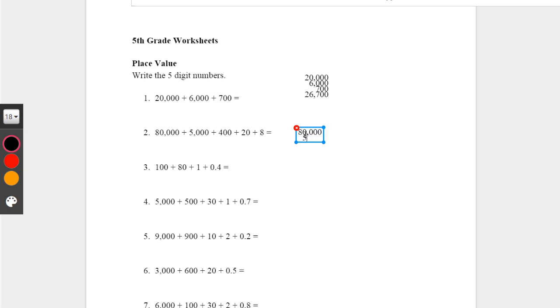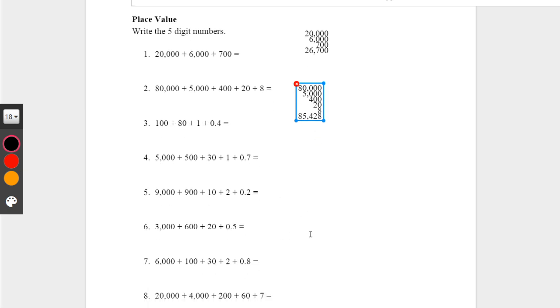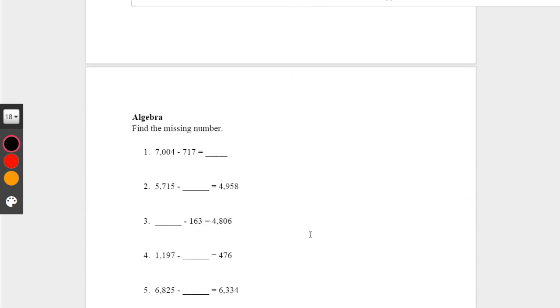80,000, 5,000, 400, 20, and 8. Right, so first we bring down the 8, which is the 10,000th, then the 5, which is the 1,000th, the 4, which is the 100th place, the 2, which is the 20th place, the 8, which is in the 1's place. And yeah, that's pretty much it. Pretty easy. Let's hope you don't get confused on that because that would be kind of awkward.